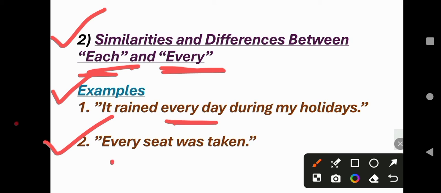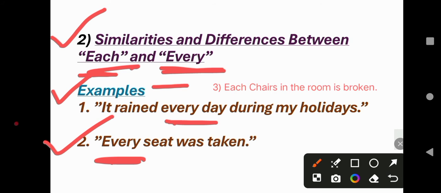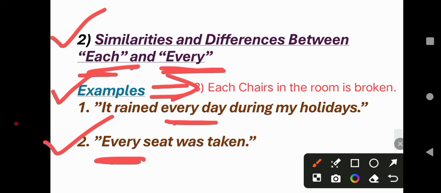In this sentence, every means that all seats were taken without exception. Again, the focus is on the total group of seats. So another example is each chair in the room is broken. In this sentence, the focus is on the individual chairs, emphasizing that each one is broken.